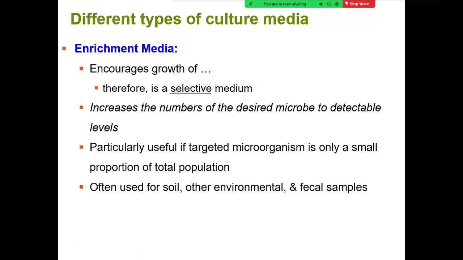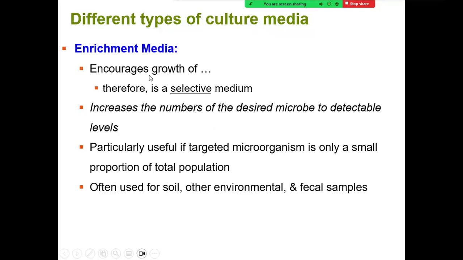There is also something we call an enrichment media, and this media encourages the growth of certain microbes and discourages the growth of other microbes. So an enrichment media is selective by its nature, but we don't use it as a selective media. We use it to encourage the growth of certain microbes, and it increases the numbers of the desired microbes to detectable levels so that you can get a handle on that and then get it to grow up as a pure culture.